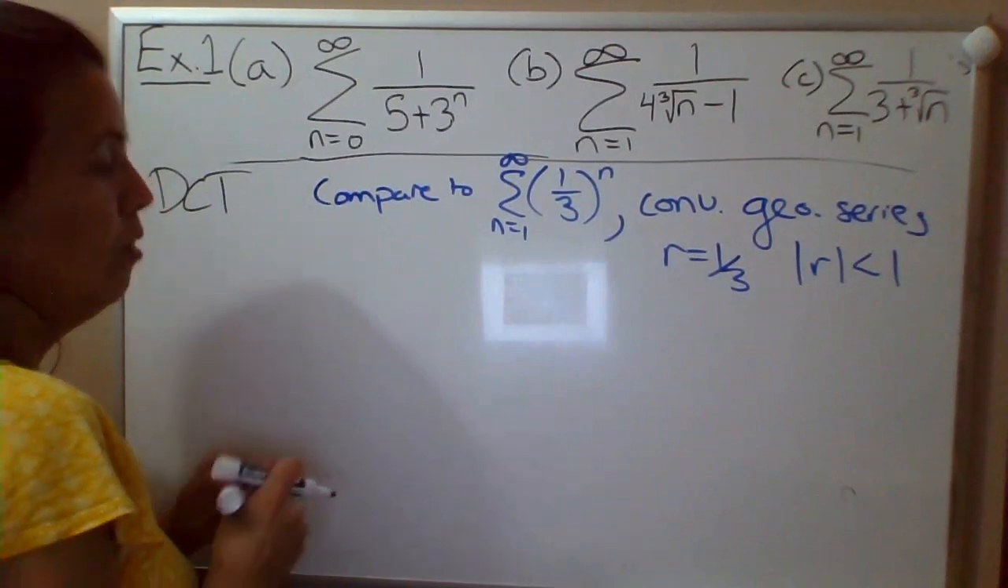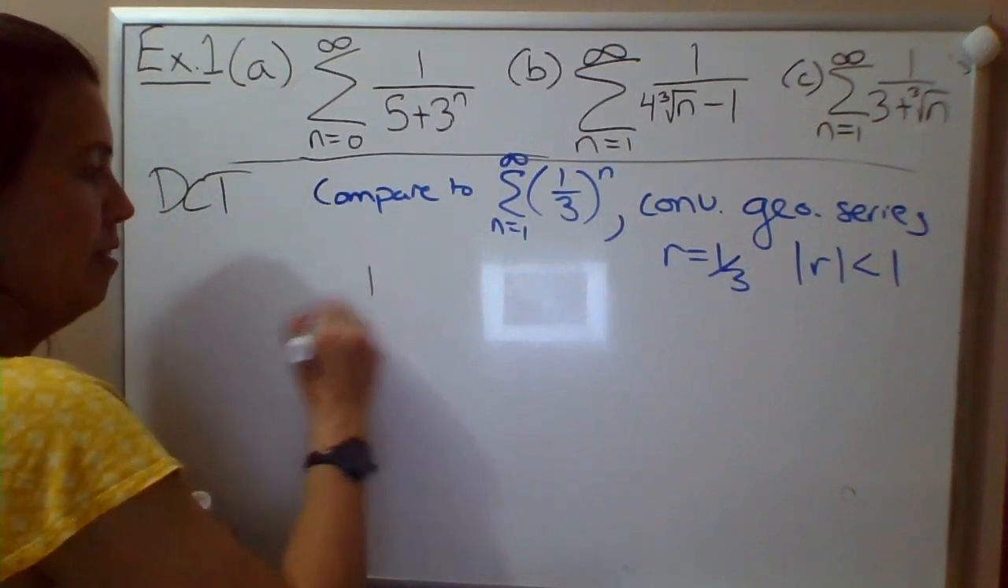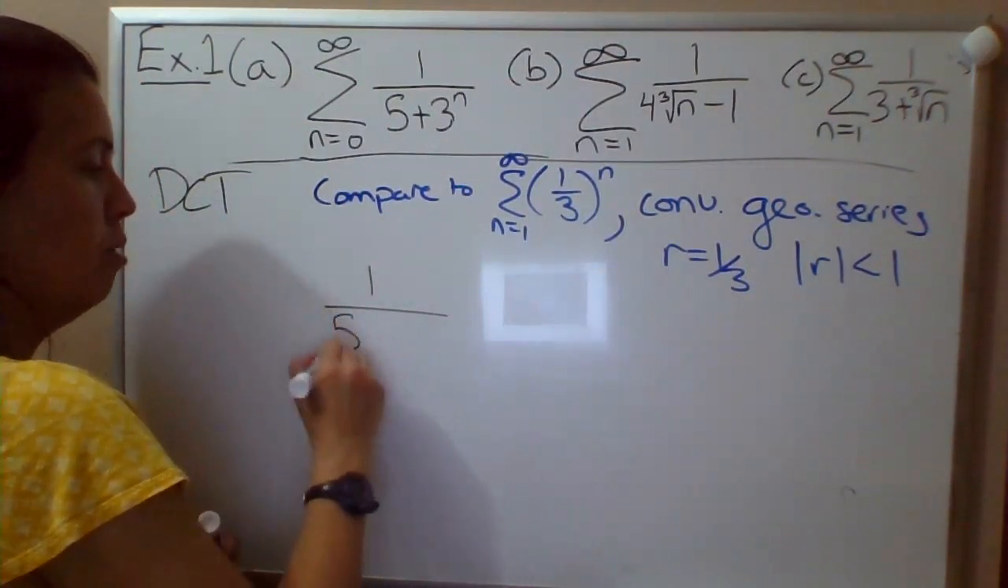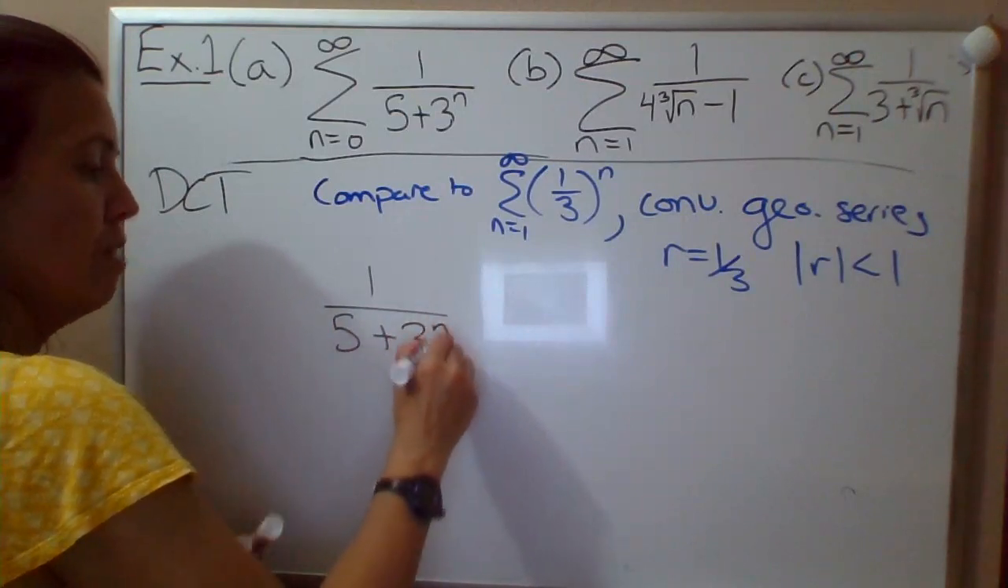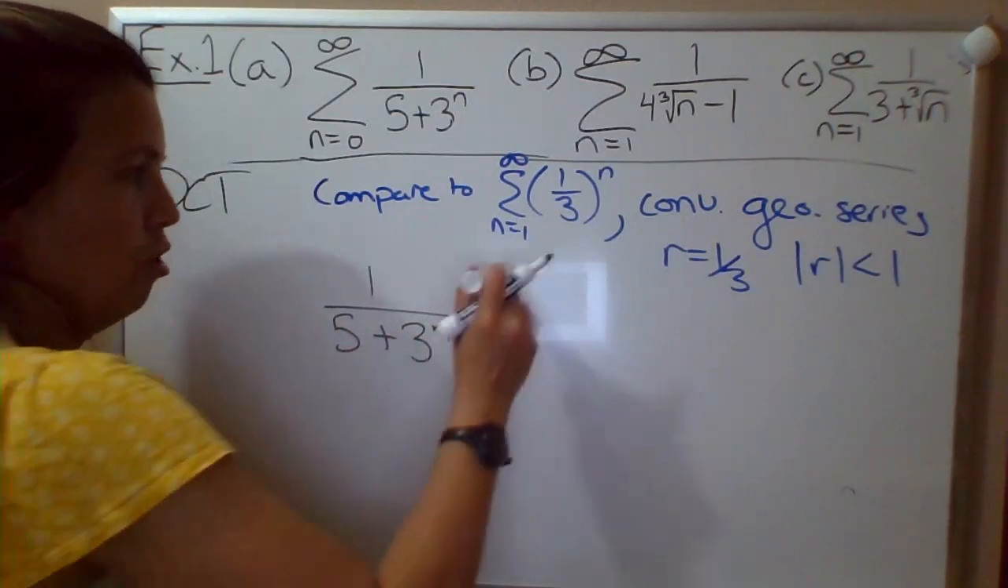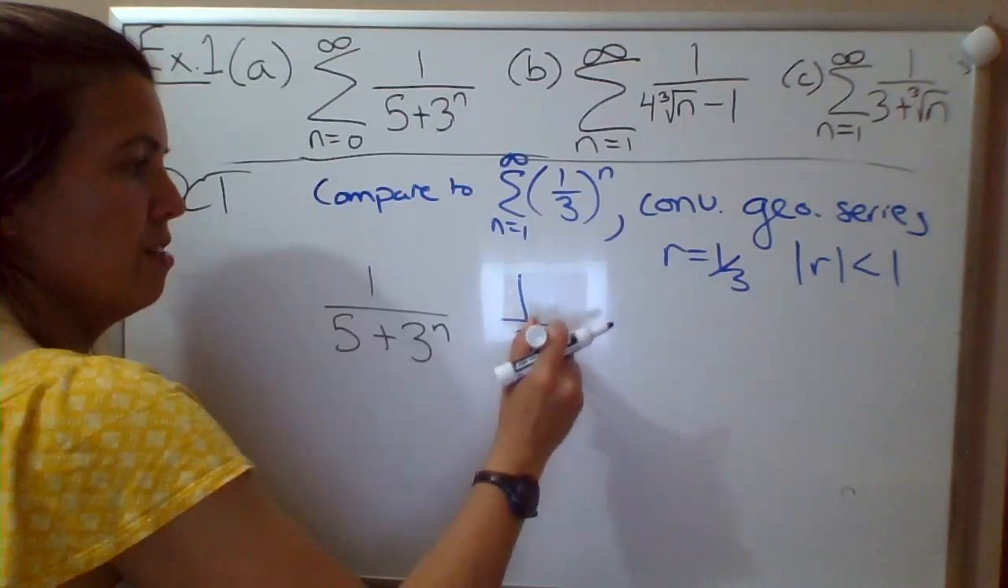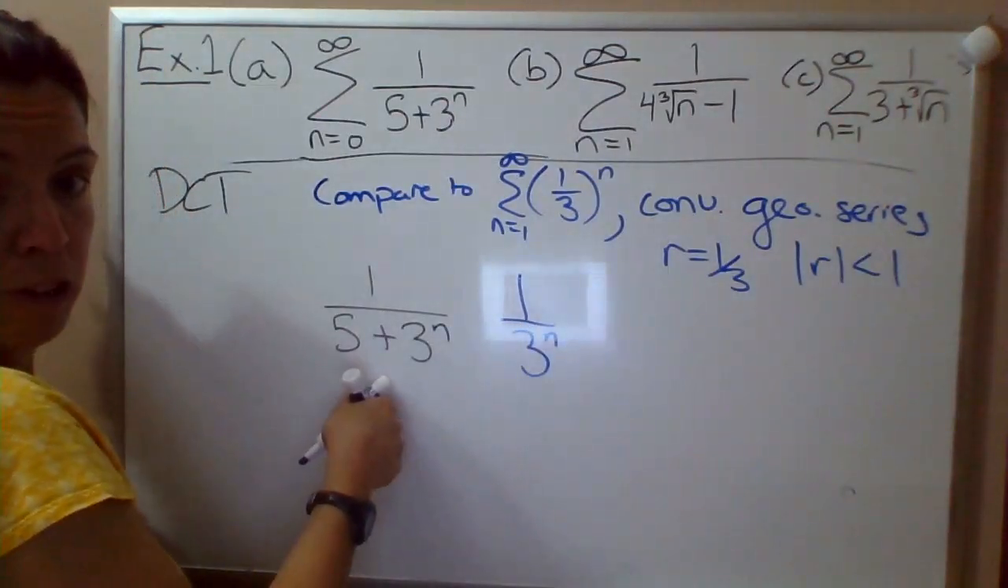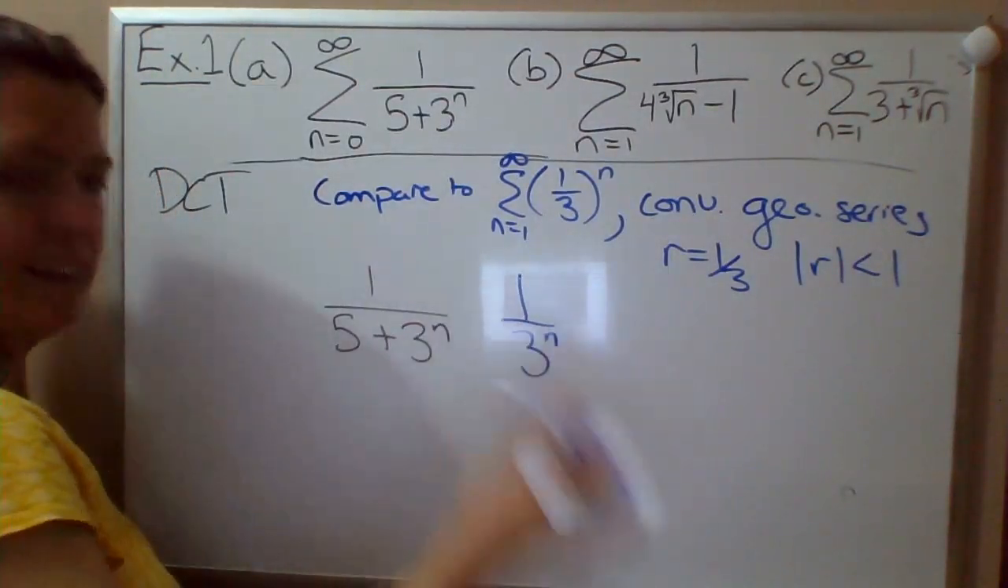Okay, now the term-by-term comparison. We need to compare the terms in the actual given series with the terms in our comparison series. This one's got a bigger denominator, so you're dividing your pizza into bigger slices.